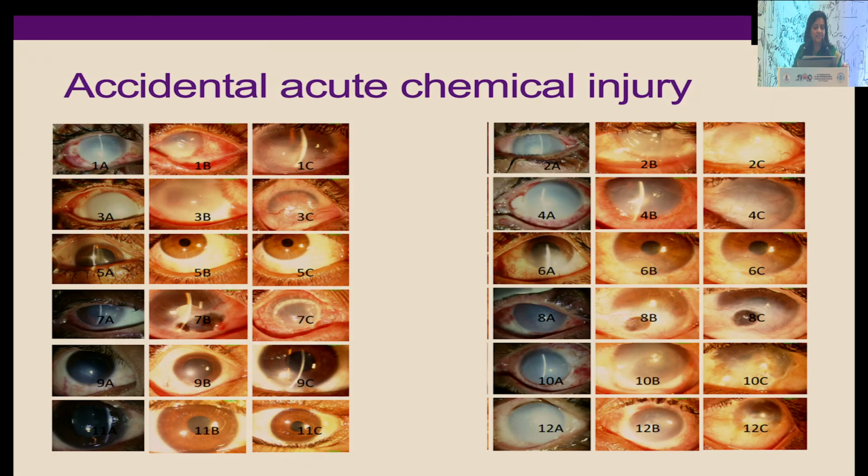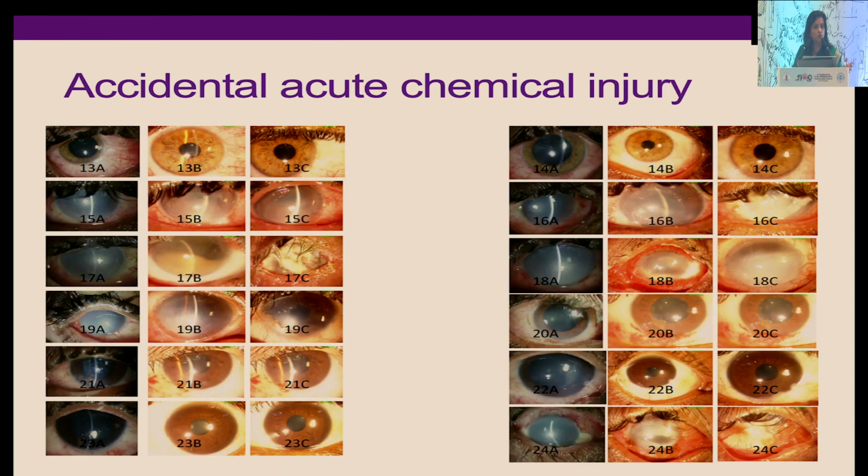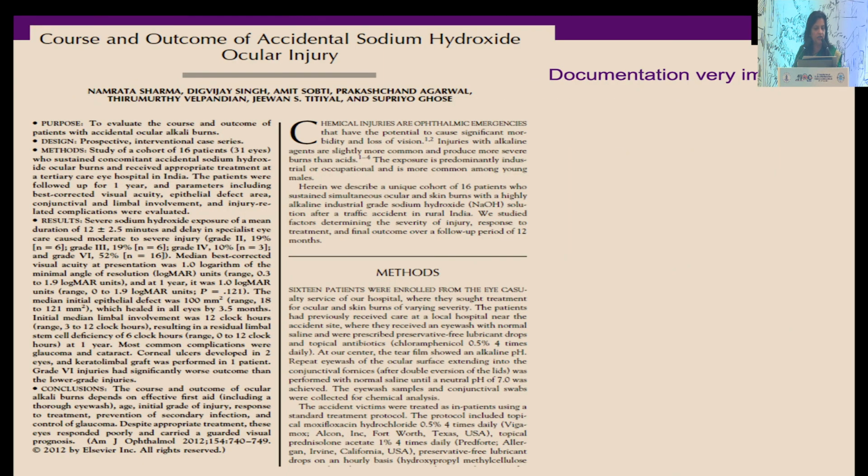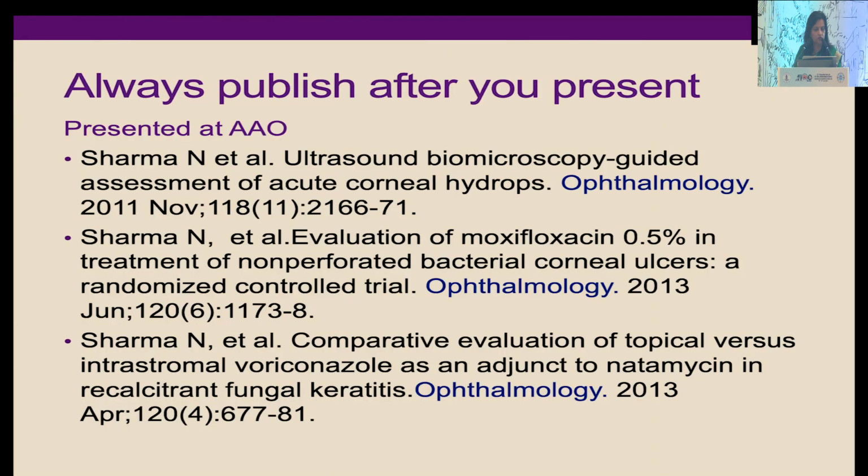Now this was accidental acute chemical injury into a ditch. 31 people fell where there was sodium hydroxide. So we didn't do anything except that we documented it. And this was a very unique cohort. Where in the world would you get 31 people who fell down into a ditch with sodium hydroxide and are being followed for 2 to 3 years? So all this paper needed was documentation, and it got published in the American Journal of Ophthalmology.